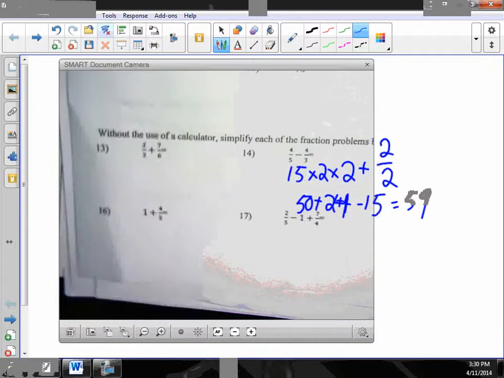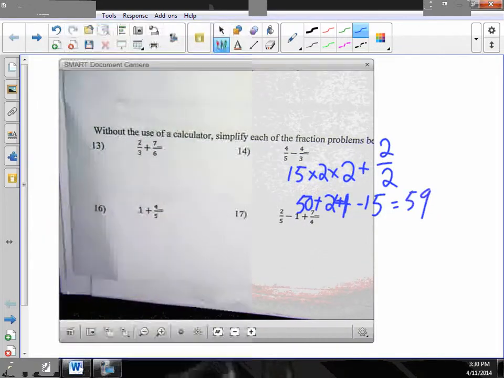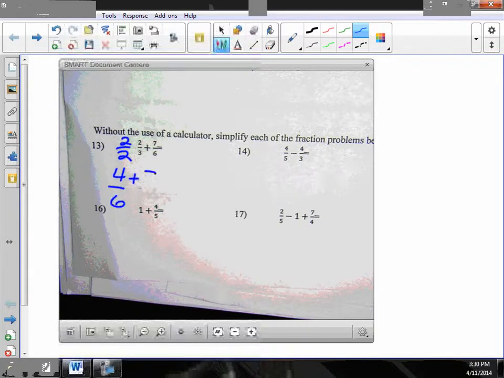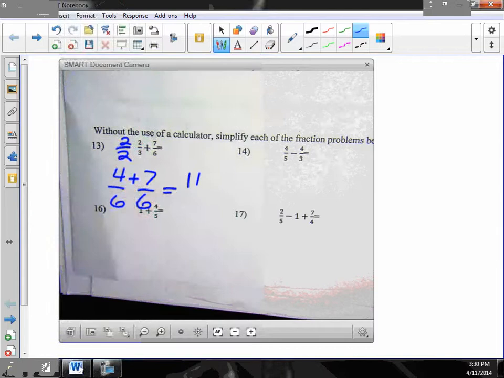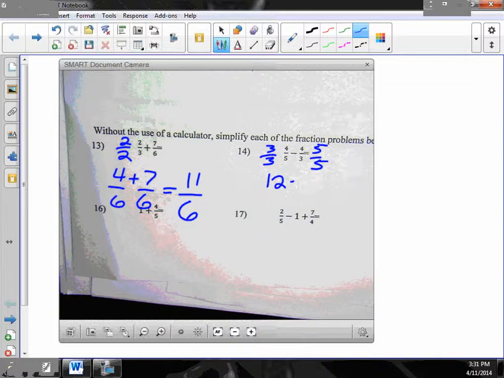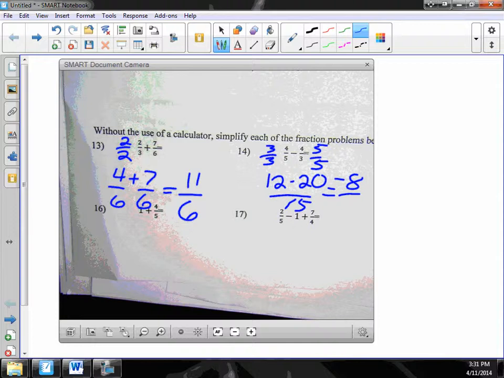Okay, down here you're just adding fractions, so you need a common denominator. Well, in number 13, common denominator is going to be 6, so I need to times the first one by 2 over 2. 4 over 6 plus 7 over 6 is 11 over 6. For number 14, my common denominator, I need a 5 and a 3, so my common denominator is 15. So I times the first one by 3 over 3, and the second one by 5 over 5. 12 minus 20 over 15 is going to be negative 8/15.